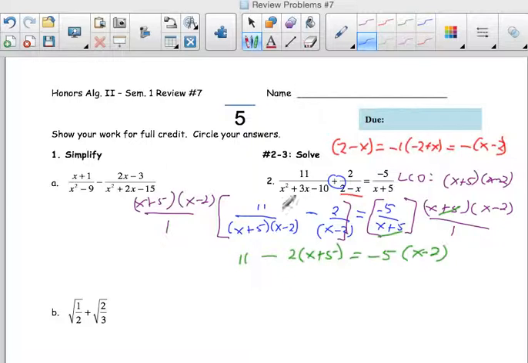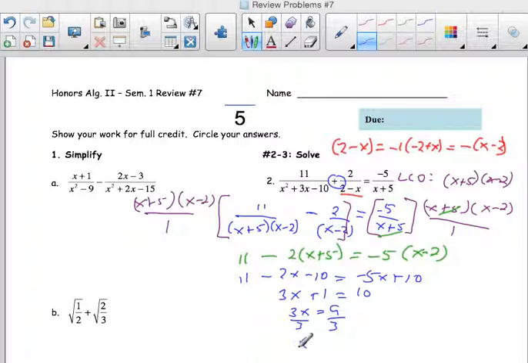And now I'll distribute. So I get 11 minus 2x minus 10 equals negative 5x plus 10. Combine like terms, I'll add 5x to both sides. So I'll get 3x. Here I have 11 minus 10 is plus 1, is equal to 10. Subtract 1 from both sides. 3x equals 9. Divide by 3. So x equals 3.